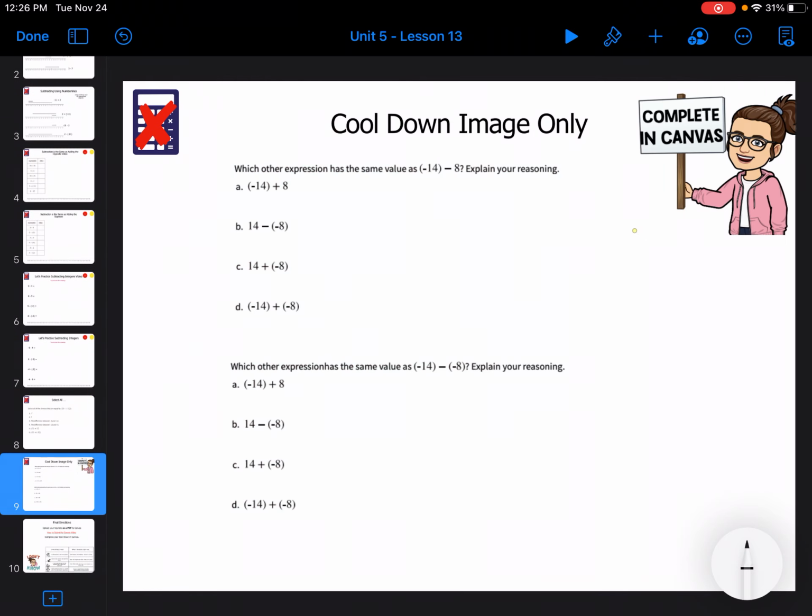So for your cool down today, I want you to tell me which other expression has the same value. So remember, you're adding the opposite. Okay, so you change it to add the opposite.